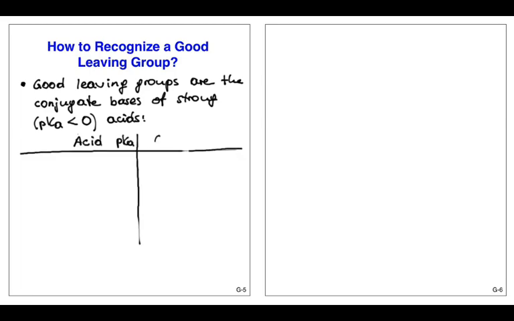So you're going to make a table here, and on the left we're going to write down some strong acids. On the right you're going to write down the conjugate bases or the leaving groups. Okay, so one of the strongest acids you have seen before is HI. HI has a pKa of -11, a really strong acid. Then another one would be HBr, which is a little bit less acidic, pKa is still -9. HCl, hydrochloric acid, pKa -7.